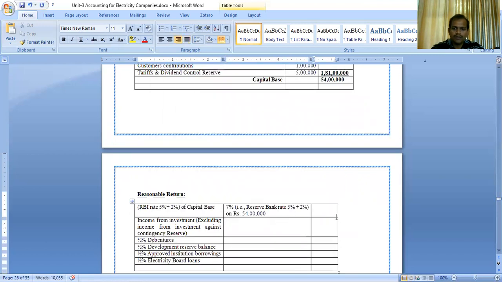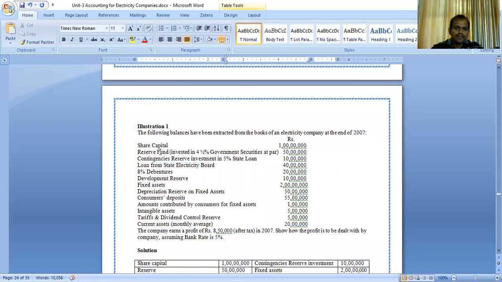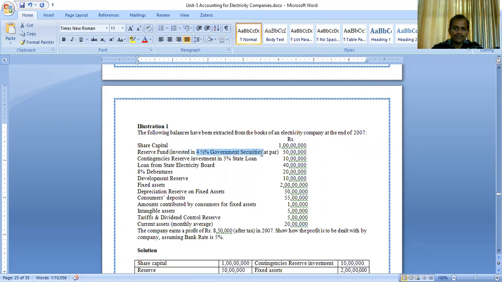Comes around 3,78,000. So income from investment. So in the given problem, the reserve fund is invested in 4.5 percentage of government securities.